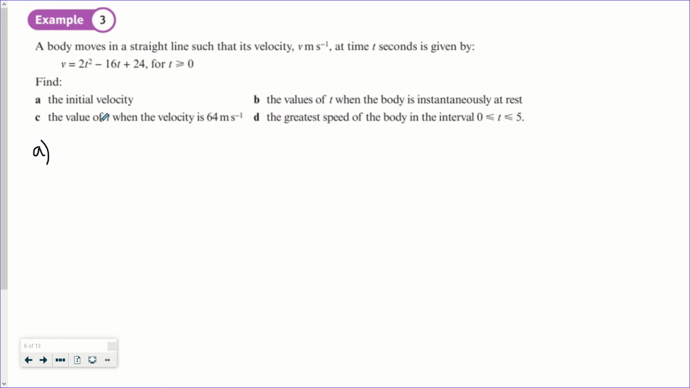In part A we're asked to find the initial velocity. So we need to remember that this word initial means what happens when t equals 0. What's the velocity when t equals 0? So let's substitute in t equals 0. When t equals 0, we just substitute t equals 0 into there and you get 24 meters per second.